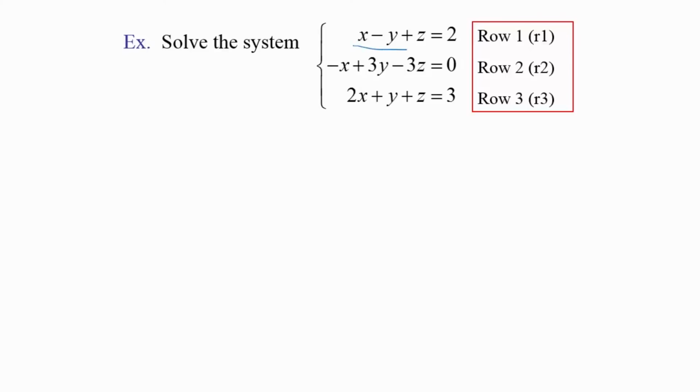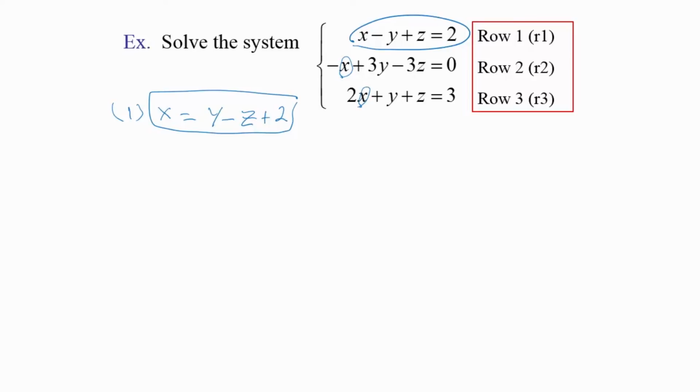In the first equation, we are going to solve for x. This is the simplest way of doing it. So the first equation would be x equal, take everything to the other side, so it would be y minus z plus 2. That's the first equation. Then for x in the other two equations, we're going to plug in its equivalent.